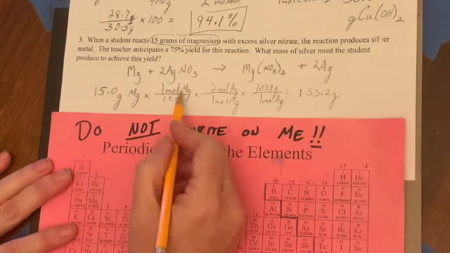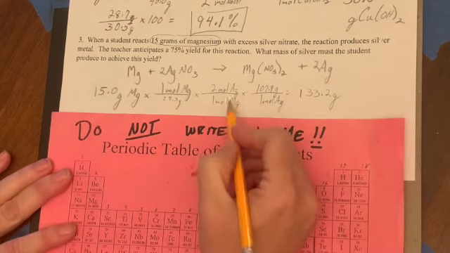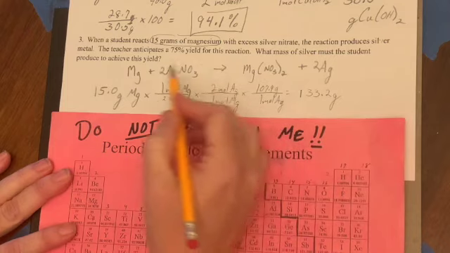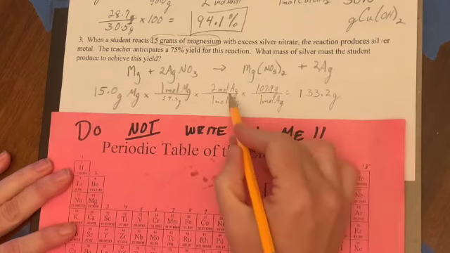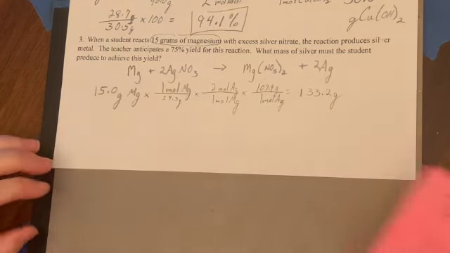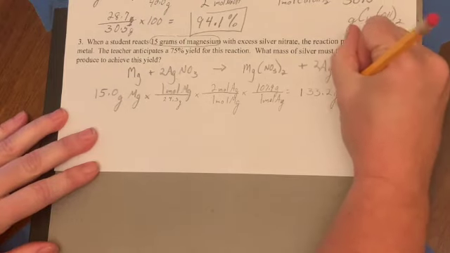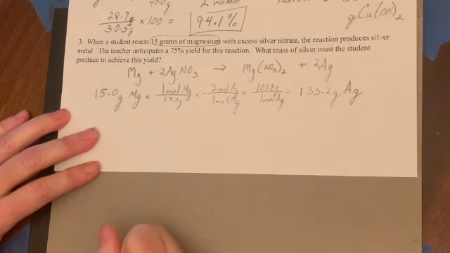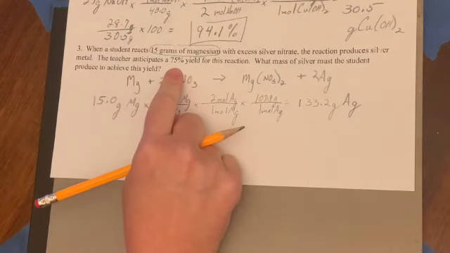15 grams, I changed it to moles right there. 2 moles over 1, where did I get this? I got this from the balanced equation. I have 2 moles of silver for every 1 mole of magnesium. I'm then going to change from my moles of silver to grams. All right, so if this was a perfect reaction, you should get 133.2 grams of silver. The teacher knows that this is not going to happen.